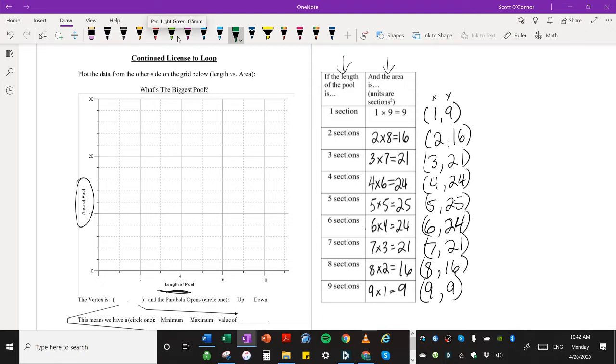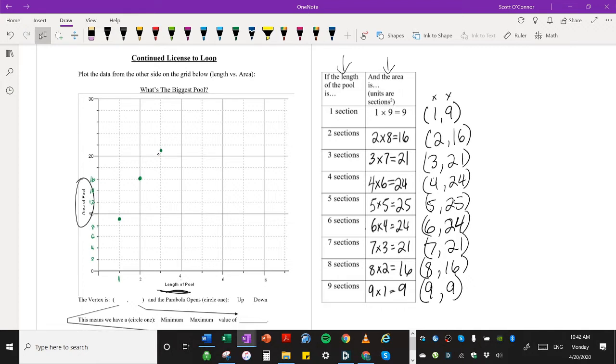So let's find 1 and 9. If I graph 1 and 9, I'm going to find, if I look over here, so this is 2, 4, 6, 8, which means that 9 is halfway in between 8 and 10. So we get our point for 9. And then what about our next one, 2 and 16? So again, if this is 12, 14, 16, then 2 and 16 is right here. And then 3 and 21 brings us right here.